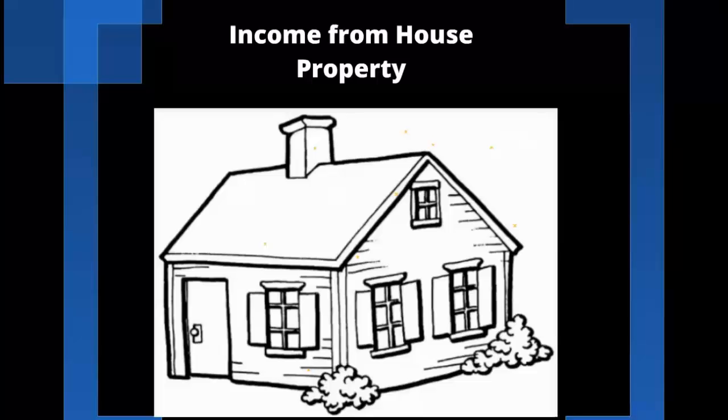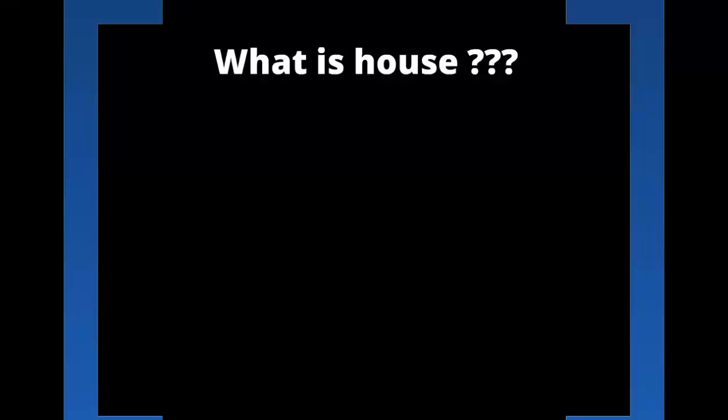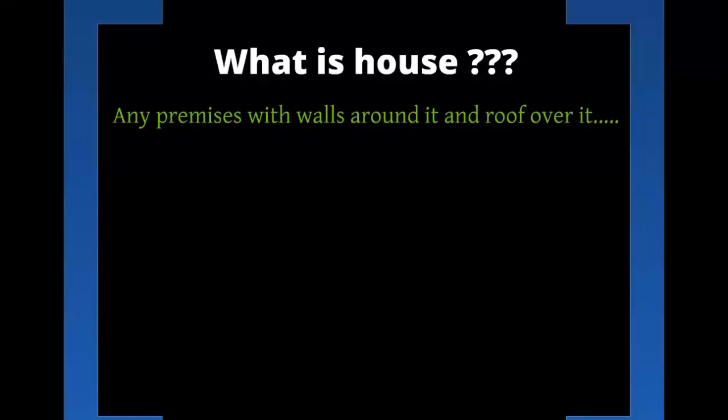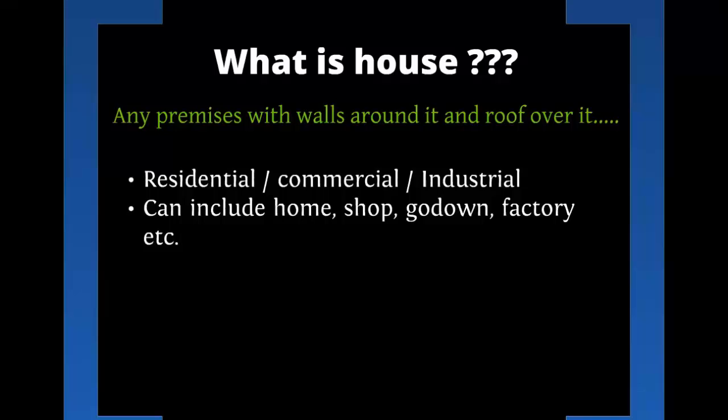Okay, so let's start by trying to define house. The meaning of the word house is not the same as the dictionary meaning of the word house. House, for the purpose of tax, could be any premises with walls and roof over it. So it is not necessary that it's a premises where somebody lives. It could be a commercial premises, it could be an industrial premises, it could be a shop, a godown, it could be anything. Usage of the premises does not matter at all. What matters is, is there a premises with walls and roof over it? If yes, then it can be called a house for tax purposes.